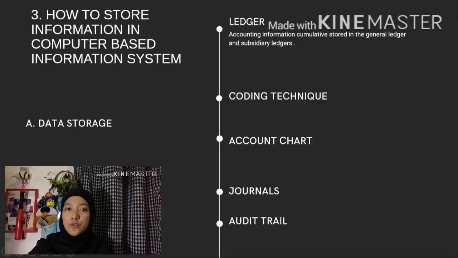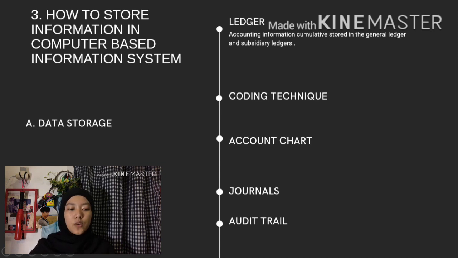3 is how to store the information in the computer-based information system. First is ledgers. There are 2 types of ledgers. First is general ledger. What is general ledger? General ledger contains a summary level of data for each account of assets, liability, equity, income, and many other things. Subsidiary ledger contains detailed data for several ledger accounts and many separate sub-accounts.